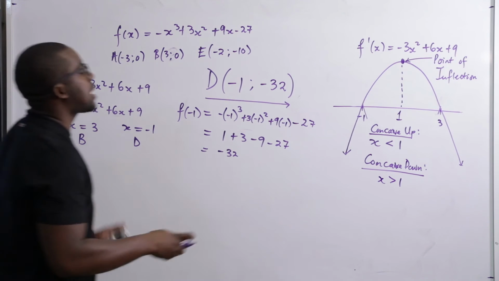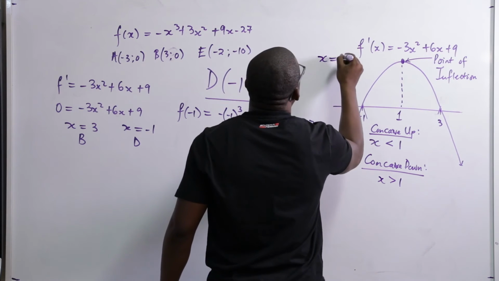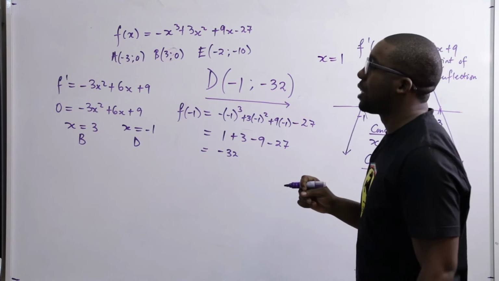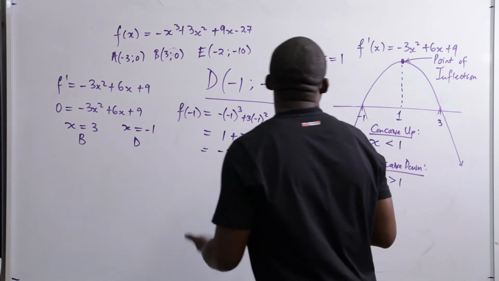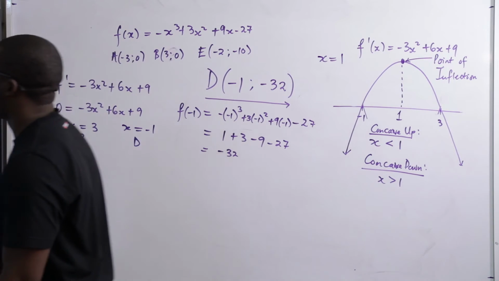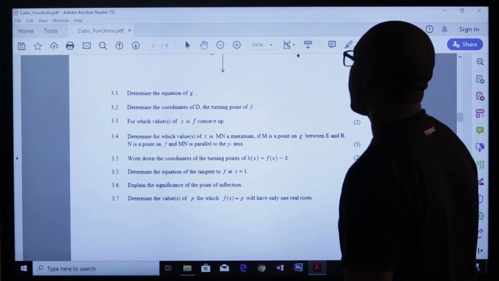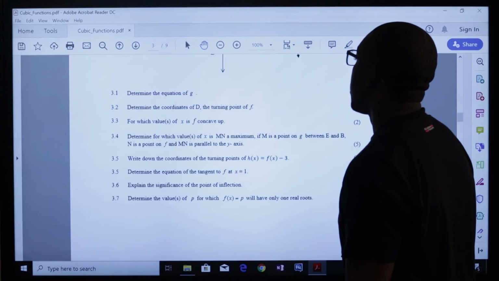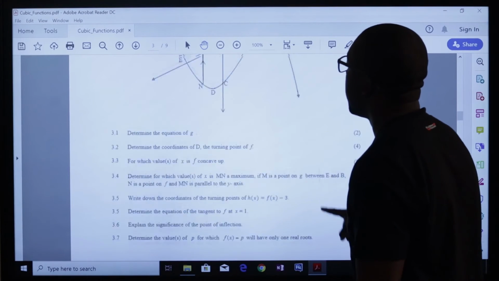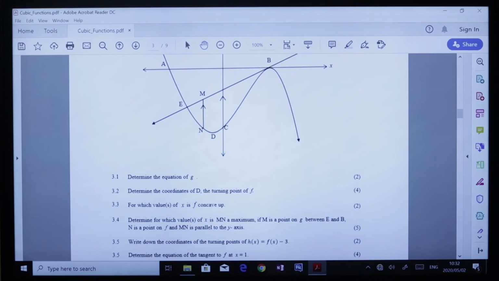What about at x equal to 1? At x equal to 1, the graph is neither increasing nor decreasing. Determine the values of x. Determine for which values of x is MN a minimum. MN is a vertical distance between the two.